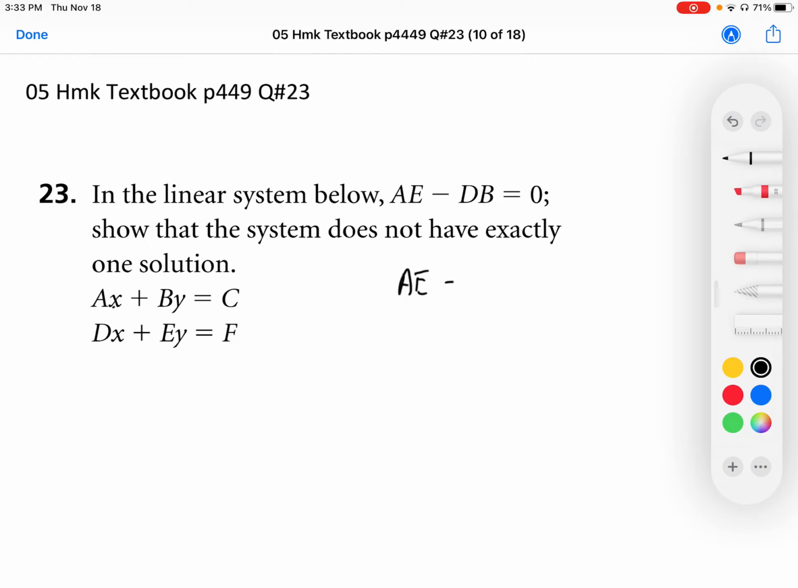So A times E is equal to D times B. I'm just rearranging this equation. And then I'm going to write the ratio of A to B like this. I'm just going to cross multiply this. And I end up with A divided by B, so the B goes in the denominator here, and the E goes in the denominator on this other side. And what that's showing me is that the A to B ratio, or A over B, is equal to the D to E ratio, or D over E. So this means that, therefore, these are parallel.